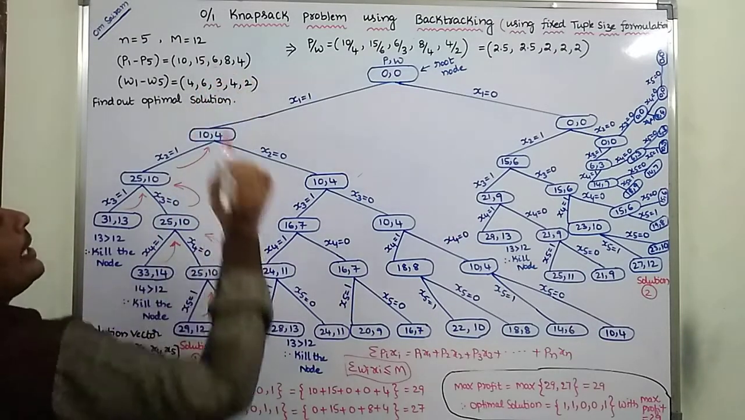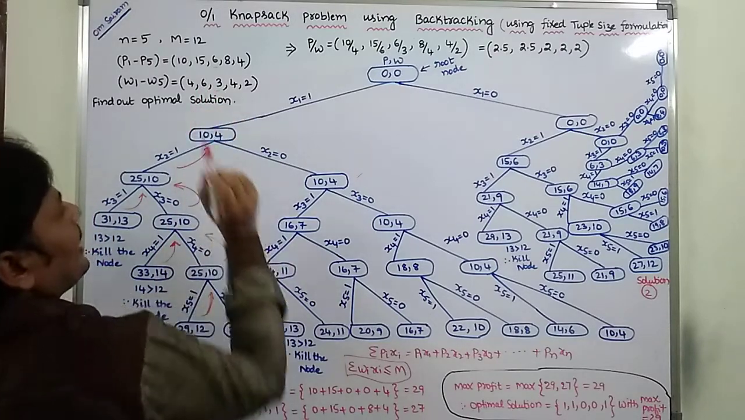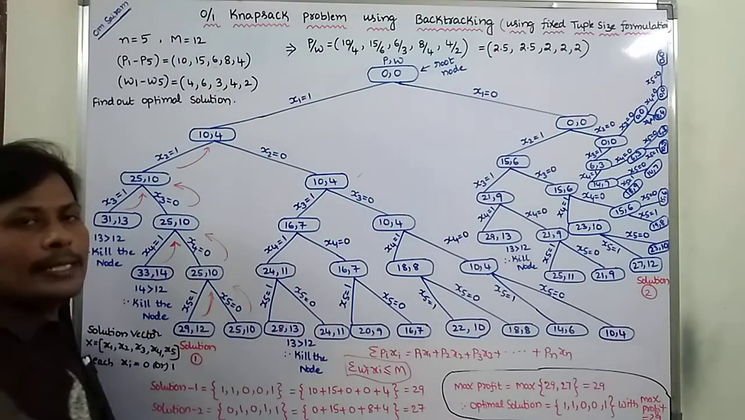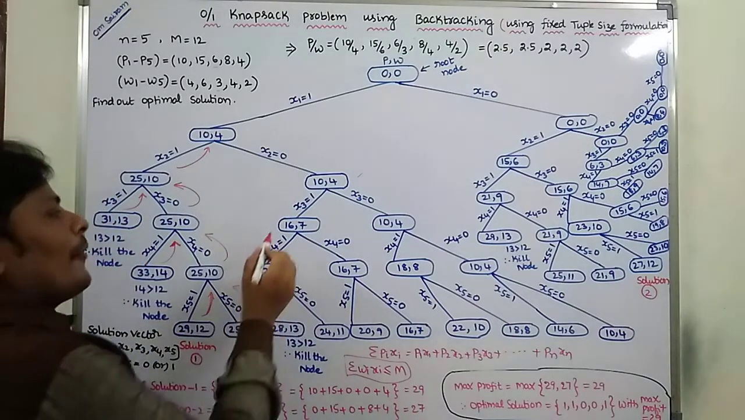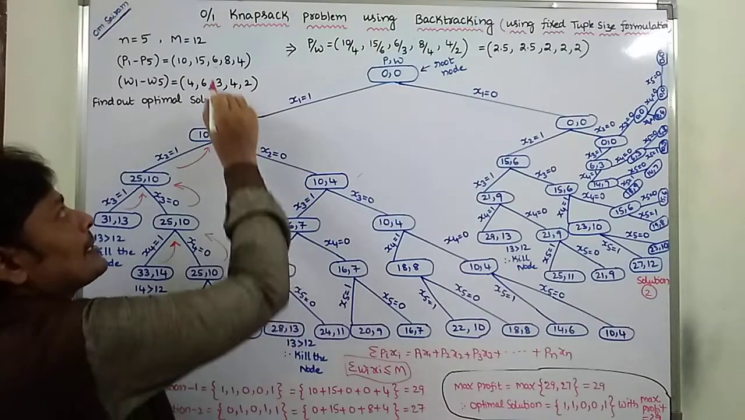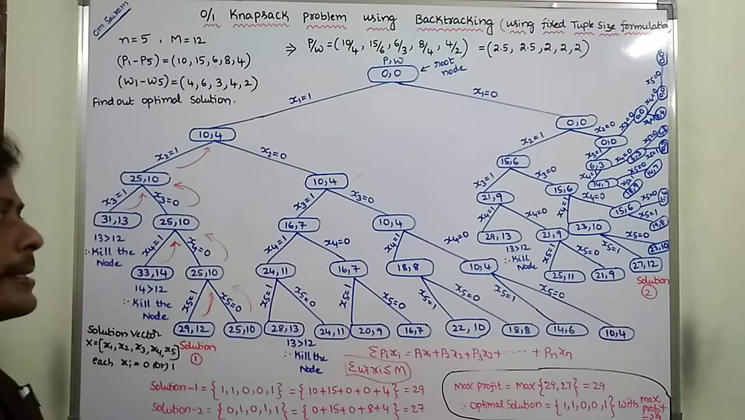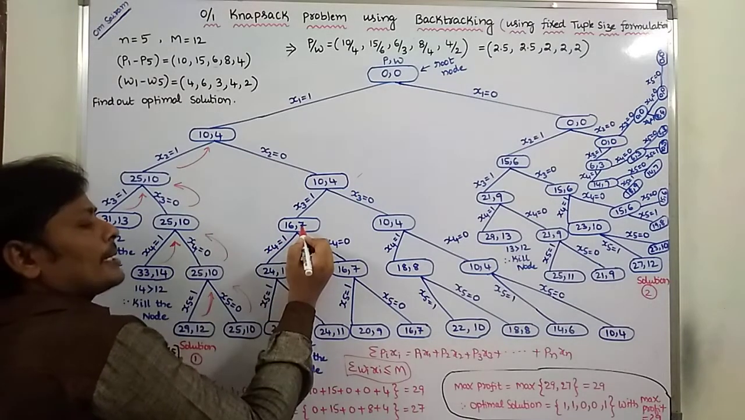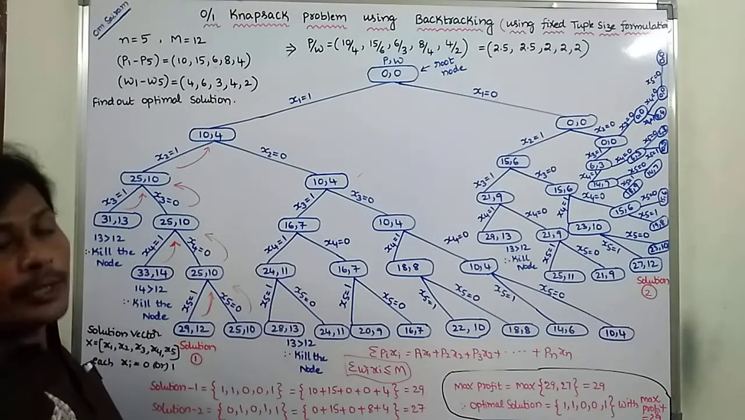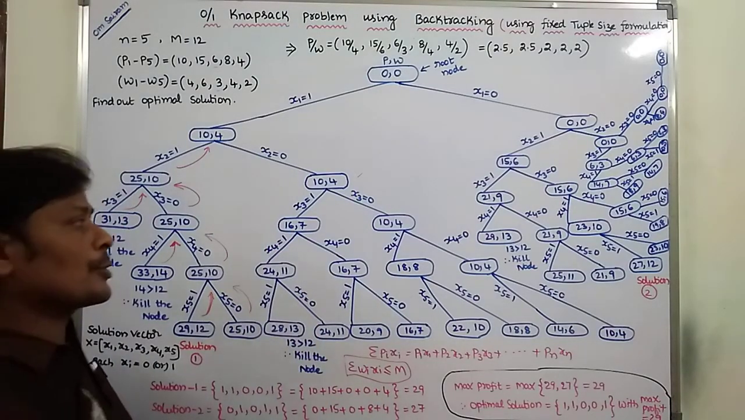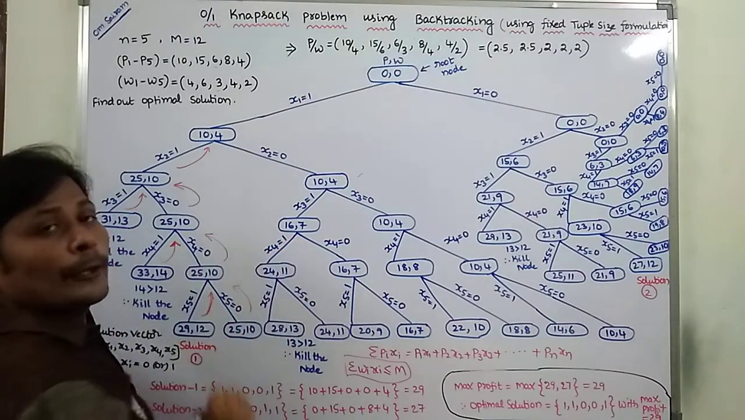Now consider the third object. Third object profit is 6, so 10 plus 6, that is 16. Weight is 3, 4 plus 3, that is 7. After considering the third object, the profit value is 16 and the weight is 7, so 16 comma 7. Now the sum of the weights of the objects that we have considered is less than or equal to the capacity of the knapsack, so this node can be extended by considering the fourth object.